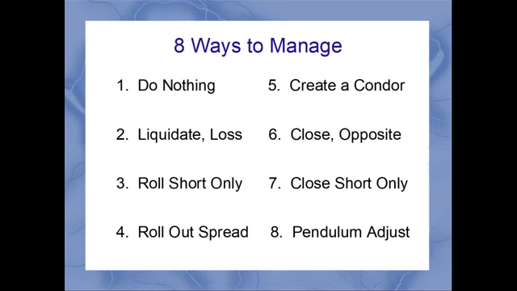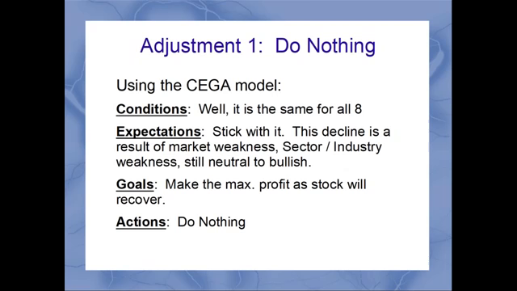Now, let's break these down one by one. We're going to use something I call the SIGA model that we use at Radioactive Trading, but it can apply to any trading strategy when you're looking to make an adjustment or enter a trade. Adjustment number 1, do nothing. What are the conditions? Well, it's the same for all 8.